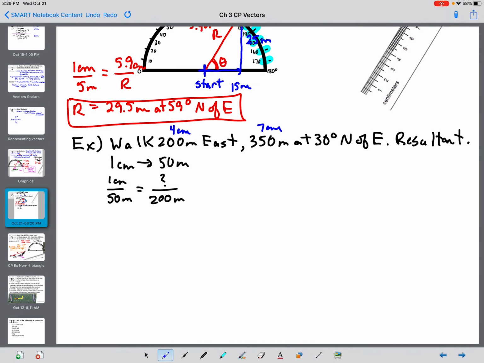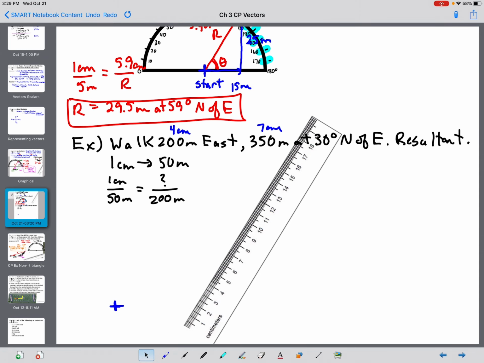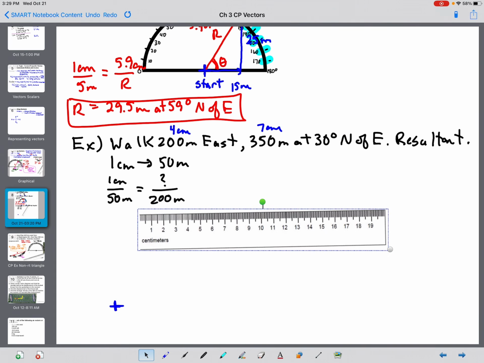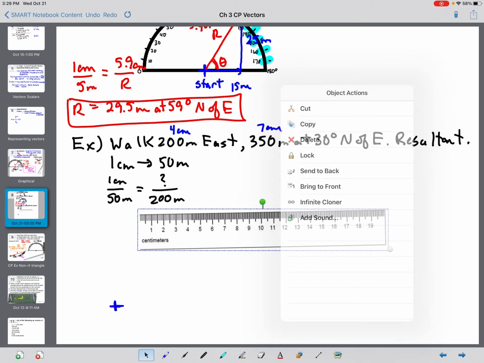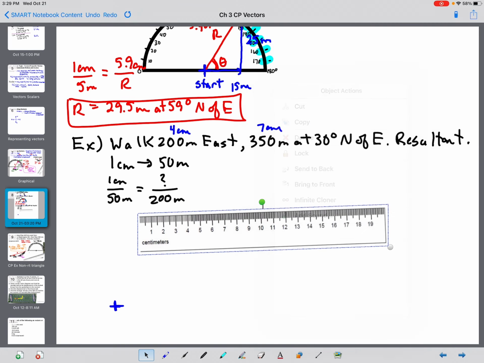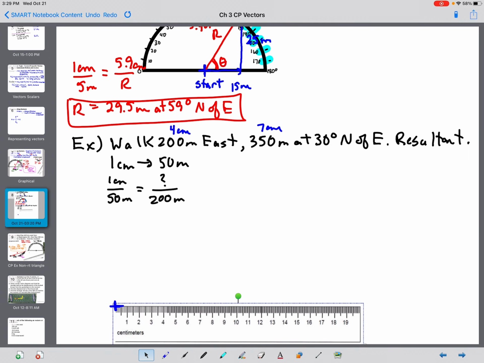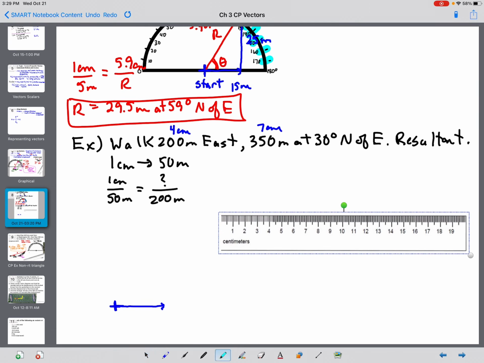And so I'm going to draw our starting point there, and the first thing we need is a 4 centimeter line to the east. So using the ruler, I need a 4 centimeter line. And now that represents our 200 meters.